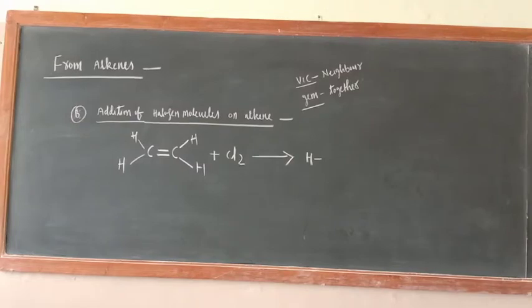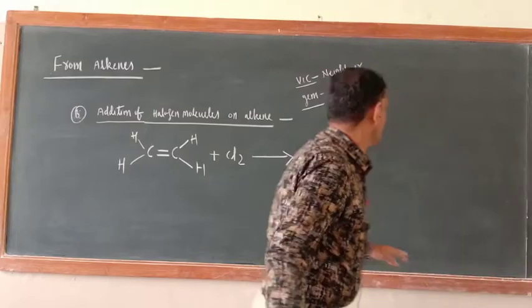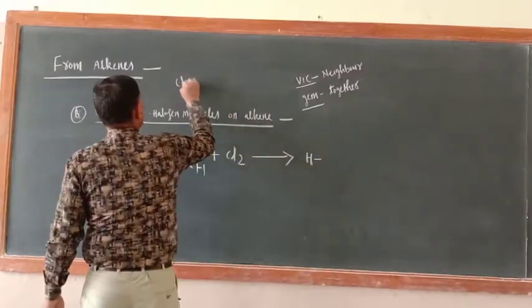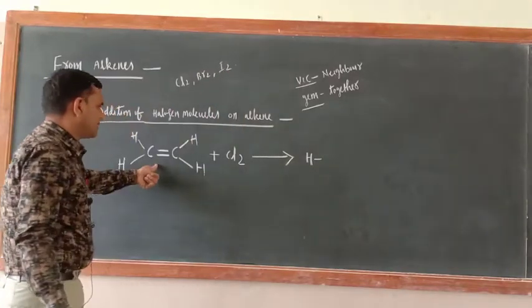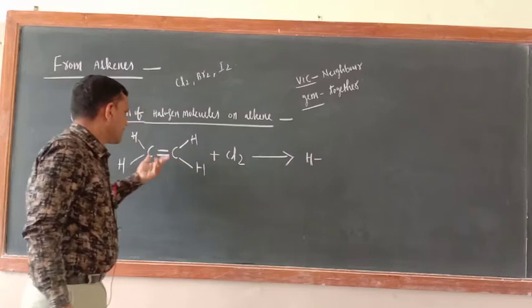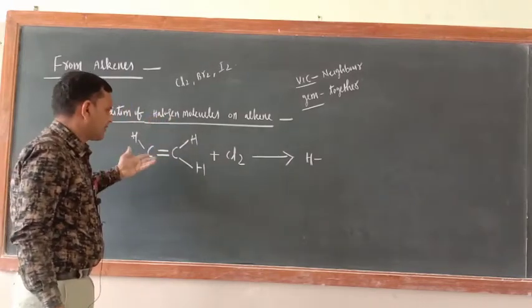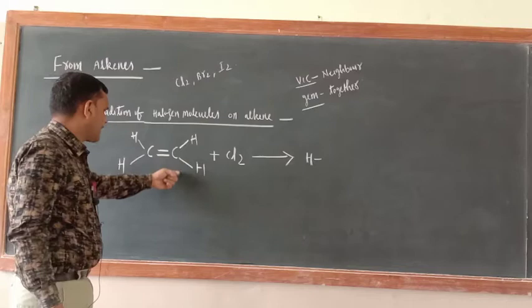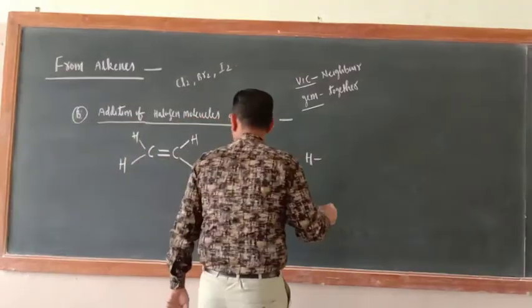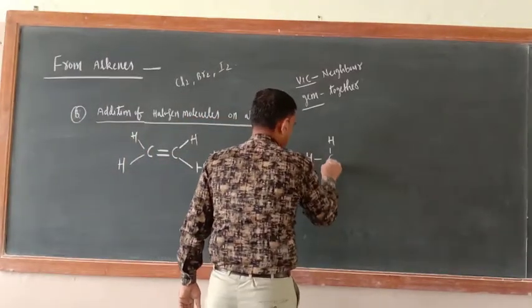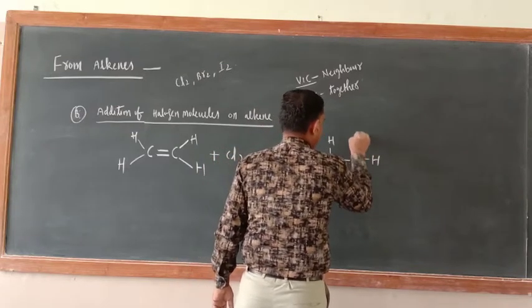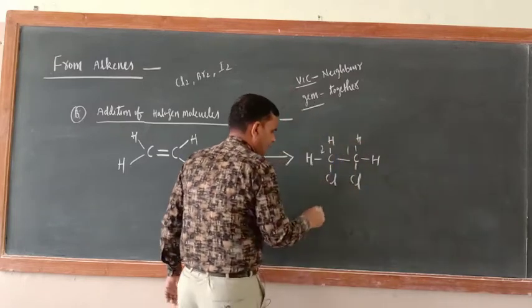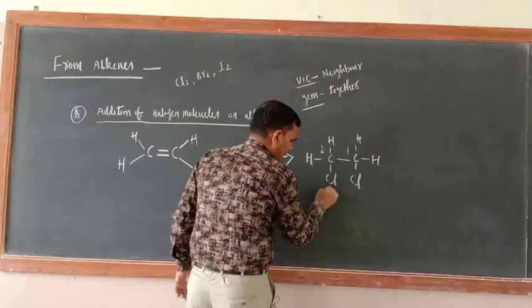So just see, one more is there. Addition of halogen molecules on alkenes. What are halogen molecules? Cl2, Br2, I2. These are halogen molecules. This is one alkene. Just see their reaction. Here there is no meaning of symmetrical and unsymmetrical. One Cl will be here, another Cl will be here, and H and H. So 1,2 dichloroethane, or you can simply write dichloroethane.